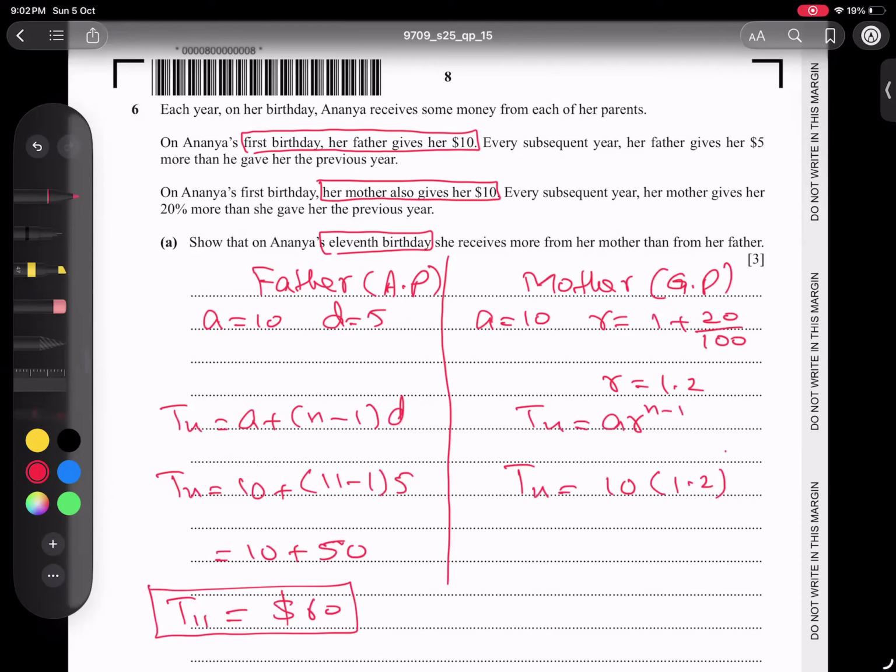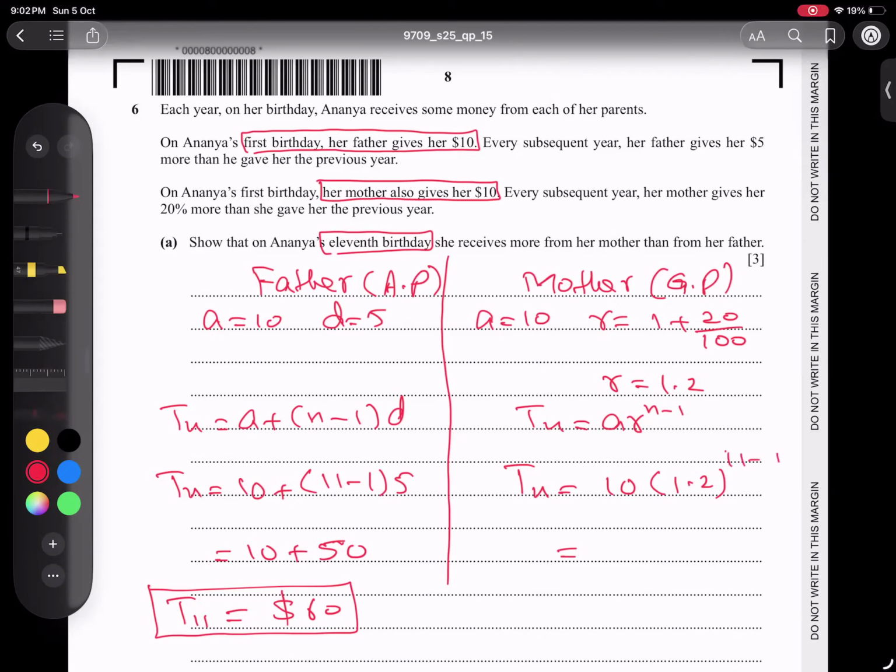So on the 11th year, okay. Here is one very important part. The 11th year, how to deal with that? In case we have to take 11 directly or 11 minus 1. Okay, there's an important part. Because it's the 11th year, n is 11, so the formula uses n minus 1.